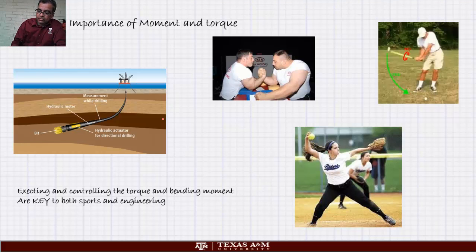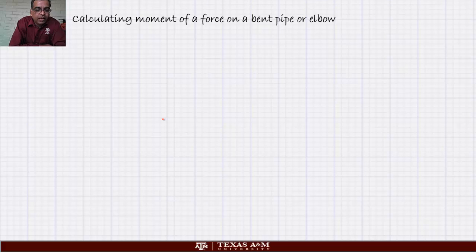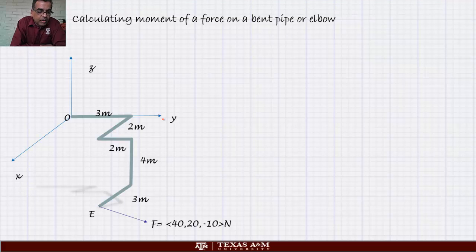Okay, very good. So enough of the background. So let's get to the problem. I have a very simple example of calculating the moment of a force on a bent pipe or an elbow. One of the challenges for you is to imagine this in 3D. Can you see the X, Y and Z axis? The Z axis is pointing up, the Y axis is going that way, and the X axis is going towards you, right? So those are the three things.